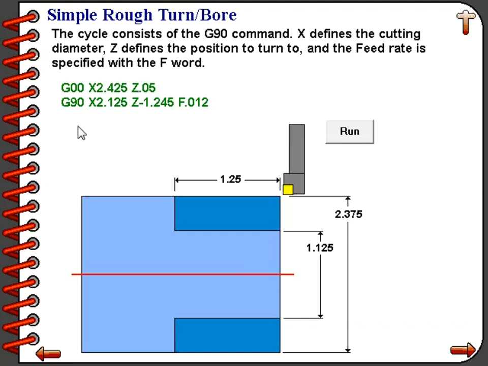It gives it a diameter to cut to, in this case 2.125, and a position to feed to along the Z-axis, in this case minus 1.245 inches. This is a roughing cut, so we do want to leave material at the end of that turn. And finally, our feed rate is specified at 12 thousandths per revolution for this roughing application.